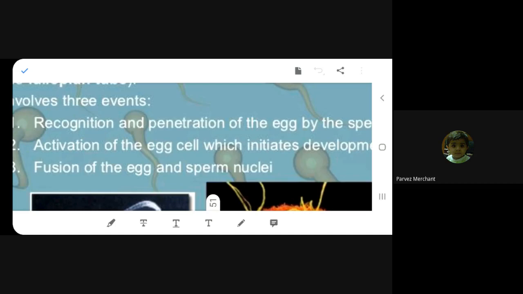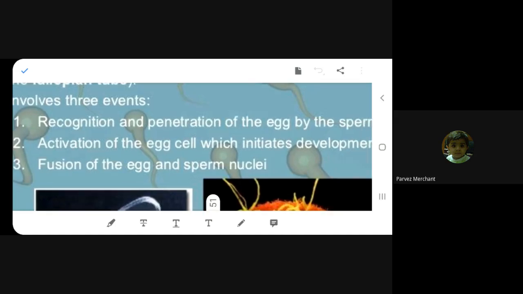Next step. What is the third step? Fusion of the egg and sperm nuclei. Understood now? Why has it been said nuclei? Because it is more than one. One is of the egg cell and another one is from the sperm cell. So there are two nuclei, so we will say nuclei. It's the plural of nucleus.